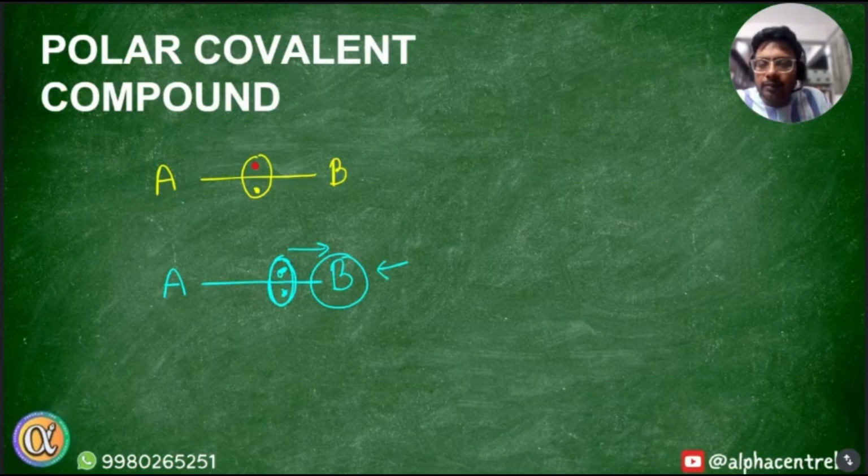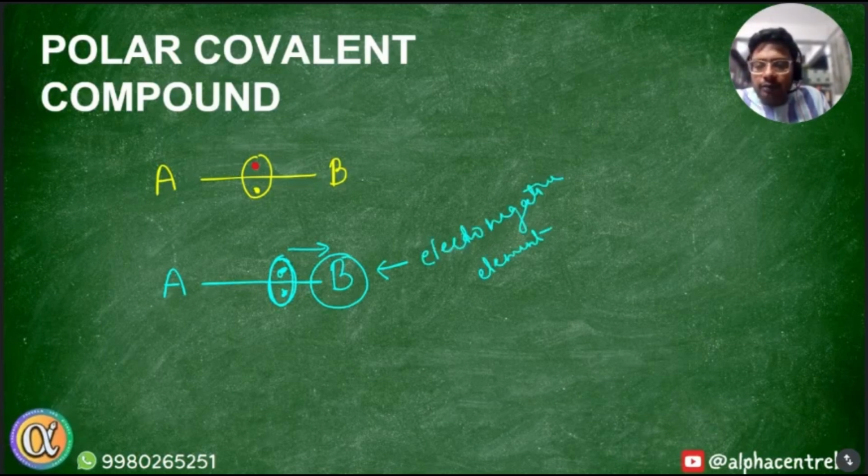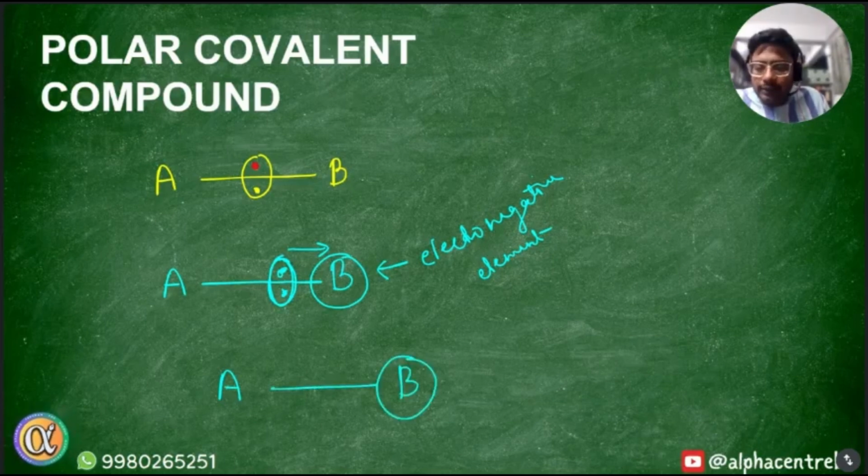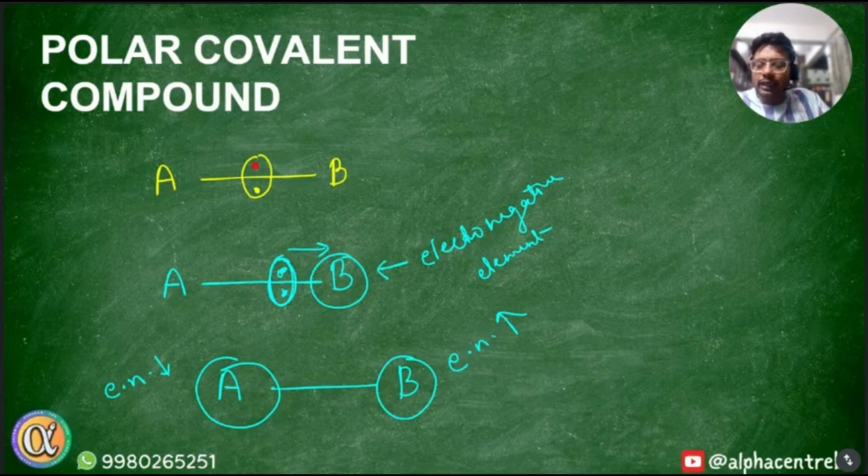We can say that B is an electronegative element. Whenever a chemical bond is formed between two elements such that one has higher electronegativity and the other has lower electronegativity, meaning one is more electronegative than the other, in such a case the shared electron won't stay in the center. It will get drifted towards the element which has more electronegativity. Am I clear? Yes, sir.